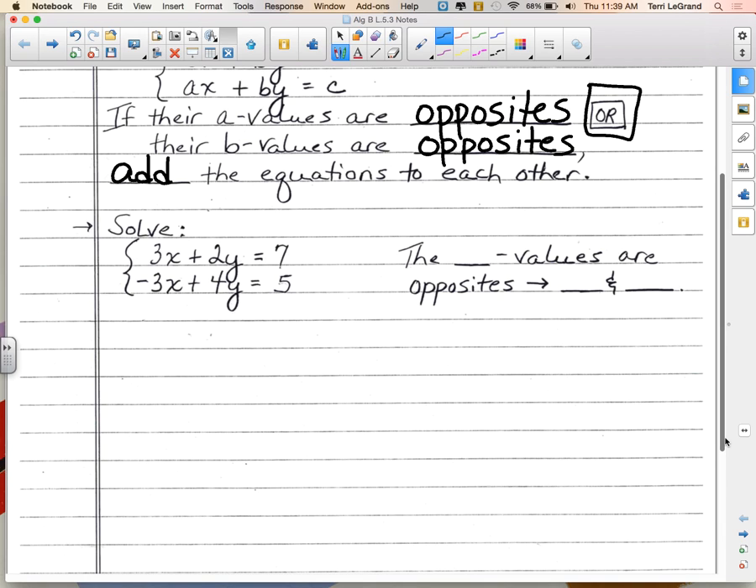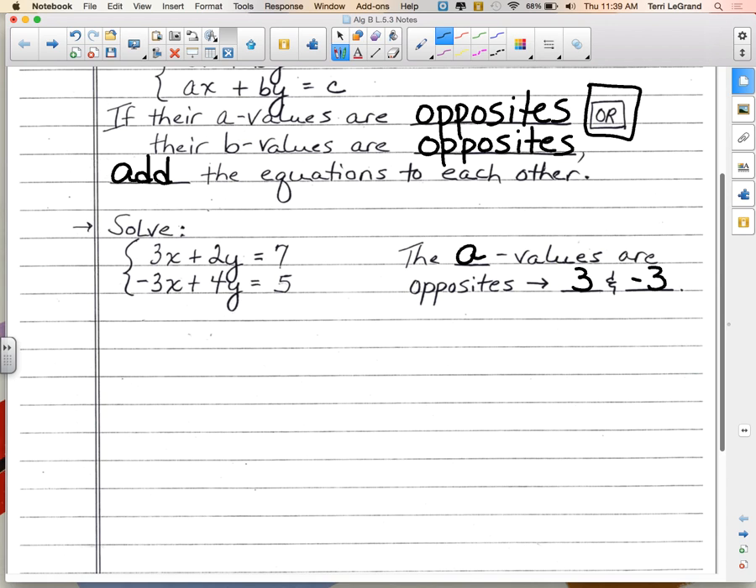Yes. Okay, well then we don't even care about the b right now. We're just going to concentrate on the fact that the a's are opposites. So the a values are opposites. We have a 3, like you said, and a negative 3. Bingo, I love that. Because that means now we can do what?